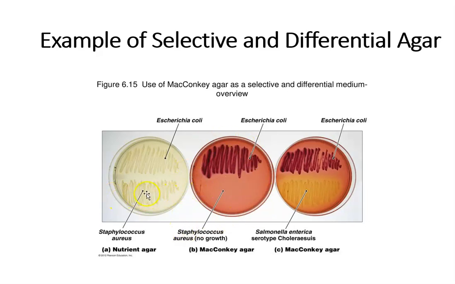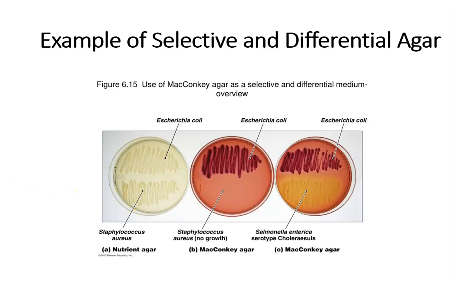This is Staph aureus, which is gram positive, and E. coli, Escherichia coli, which is gram negative. And if you remember what we said, MacConkey agar selects for gram negatives, okay? So on this plate, your gram positive, your Staph aureus, is not growing. It's being suppressed. But your E. coli is doing great. Okay?